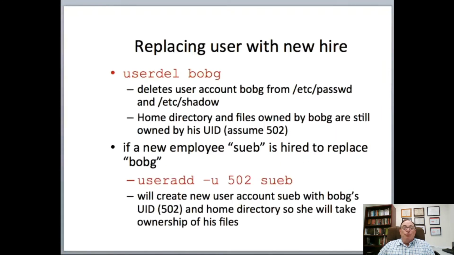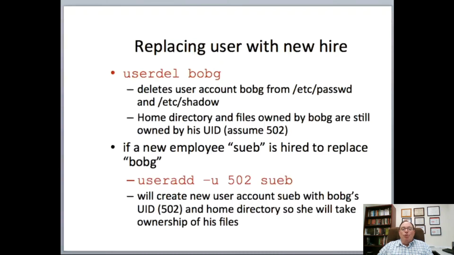If you want to replace a user with a new hire, which is a little bit of what we were talking about, you could delete the user Bob G. It'll delete the user account for Bob G and delete the line in the passwd and in the shadow file. The home directory files owned by Bob G are still owned by his UID. Let's just use 502 as an example.